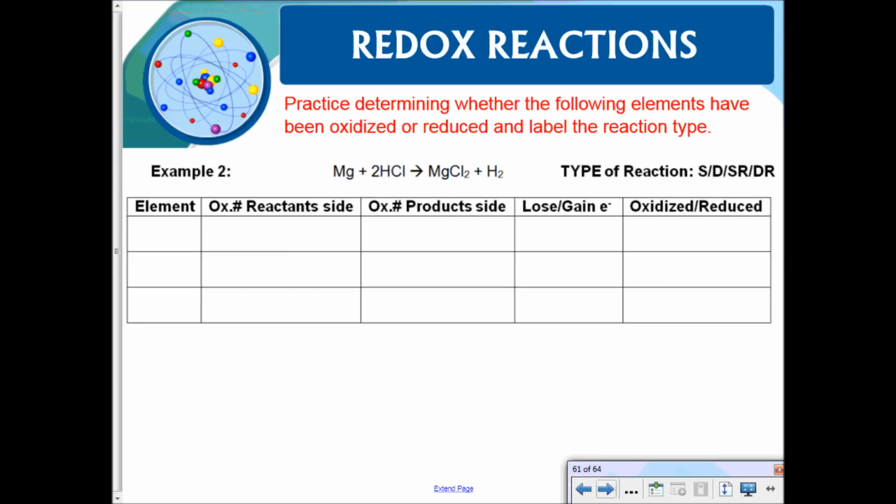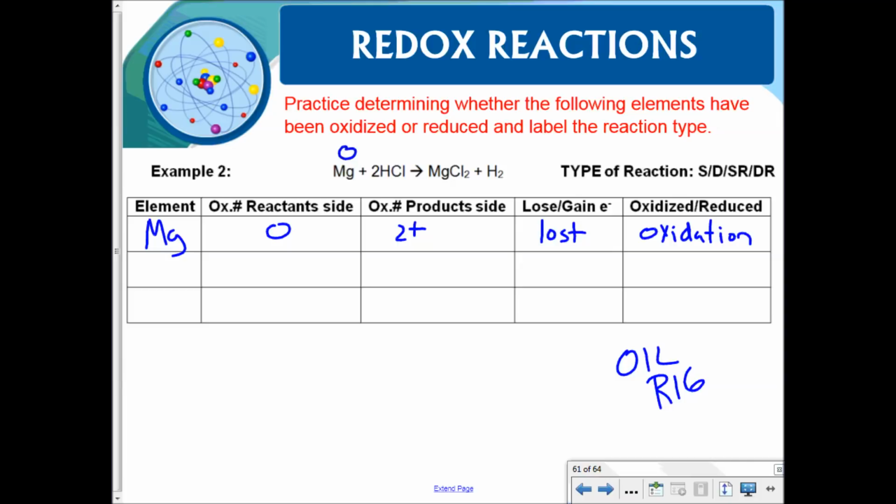Okay, here's another practice. So we look at magnesium. We know this is 0 on this side. Okay, what is it going to be on this side? It's in group 2, so we know it's going to be 2 plus. Okay, so did it gain or lose? It had to have lost, right? Okay, so was it oxidized or reduced? Okay, OIL RIG. Oxidation is the loss.